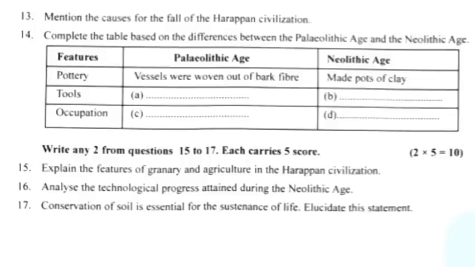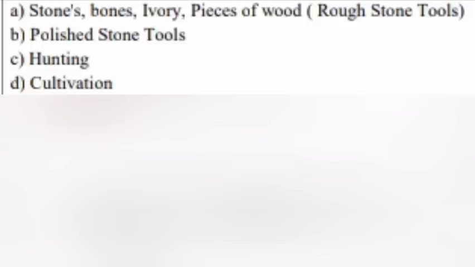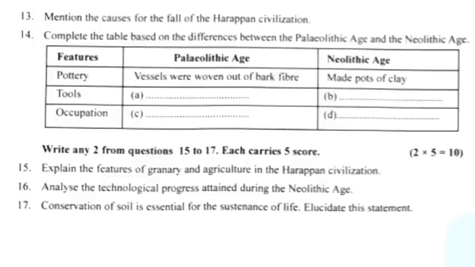14. Complete the table based on the difference between the Paleolithic age and the Neolithic age. Features: Paleolithic age, Neolithic age. Pottery: vessels were woven out of bark fiber; made pots of clay. Tools: A, B. Occupation: C, D. Answer: A. Stones, bones, ivory, pieces of wood, rough stone tools. B. Polished stone tools. C. Hunting. D. Cultivation.